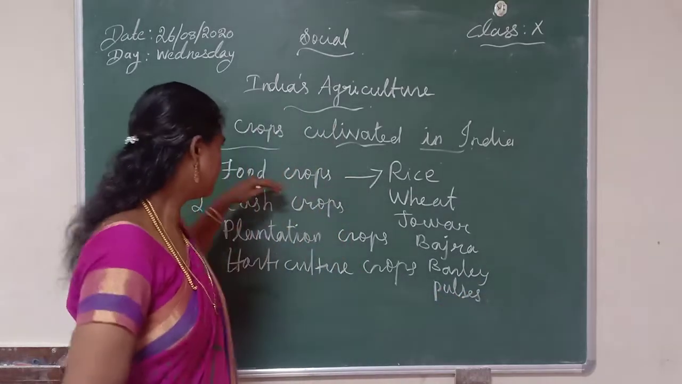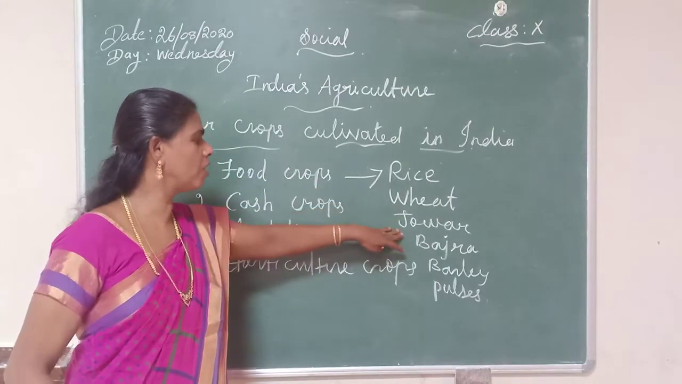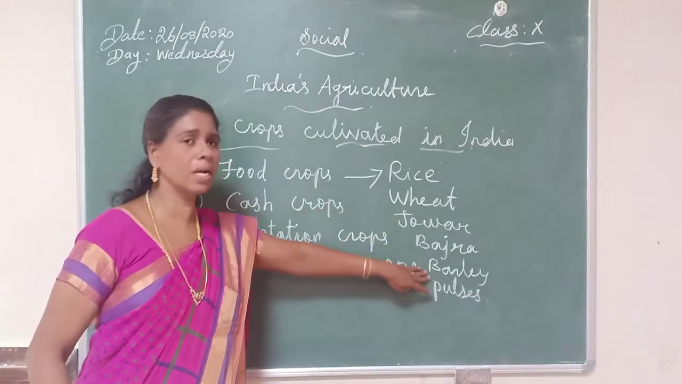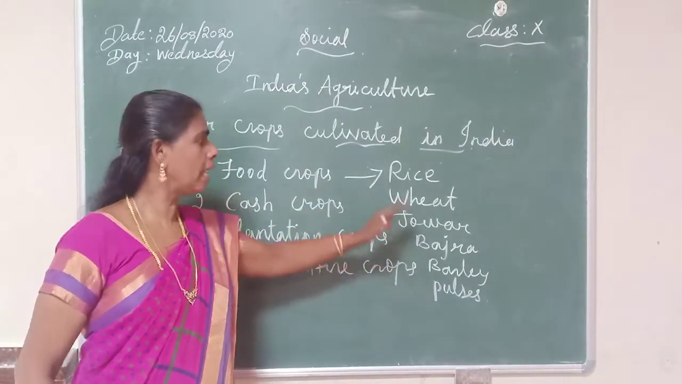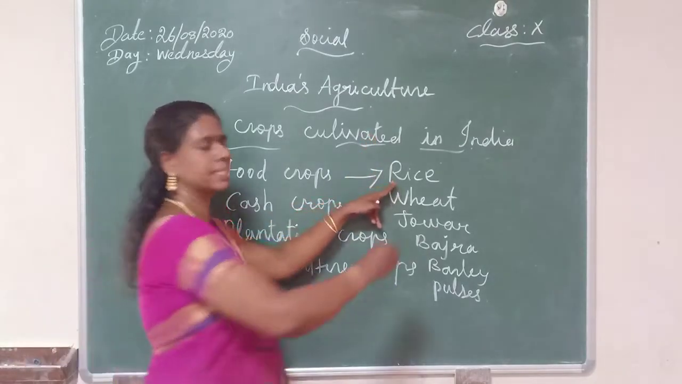Now listen here. The major food crops are rice, wheat, jowar, bajra, barley, pulses. Now I am going to explain one by one. Okay. The first one is rice.